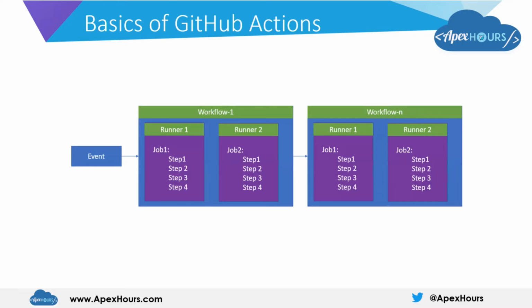Now we are going to the basics of GitHub Actions. So this is the high-level framework or architecture of GitHub Actions. Everything is based on events. So what do you mean by an event?